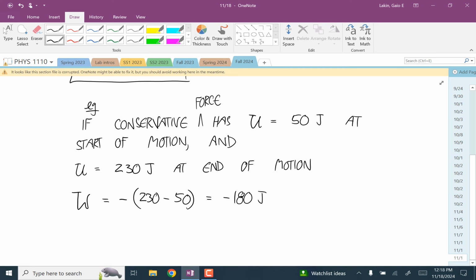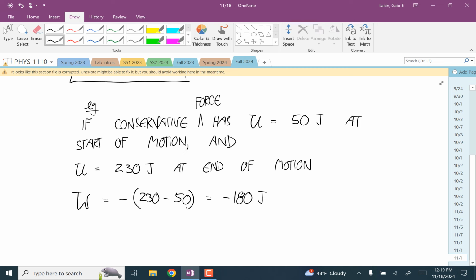Okay? And the weird thing is we don't even have to know whether this took place over an hour or a minute or a second. And we don't need to know if the object went all the way from here to Iowa and back, or whether it just went from here to there. None of that matters. All that matters for conservative forces is the potential energy at the start of the motion and the potential energy at the end of the motion. So you can see how that's a pretty simple way to do this calculation without having to worry about all this stuff going on in between.